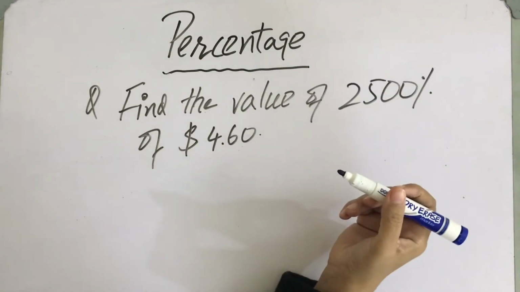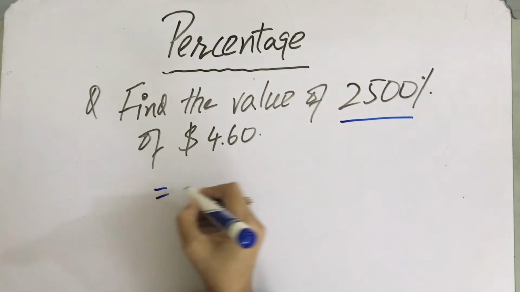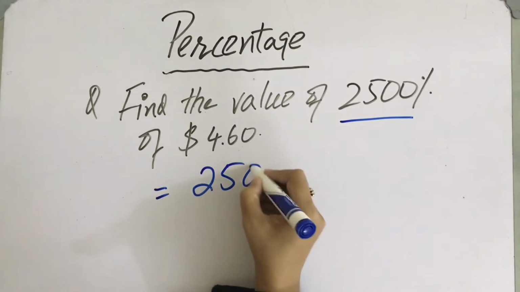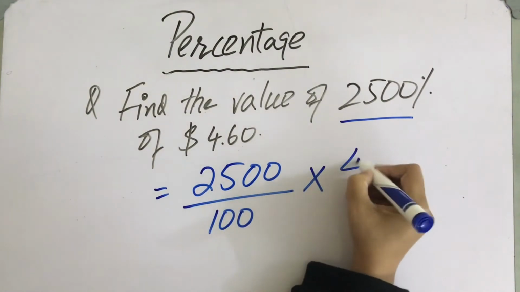Another example, find the value of 2500% of this. We have to find 2500% of this.